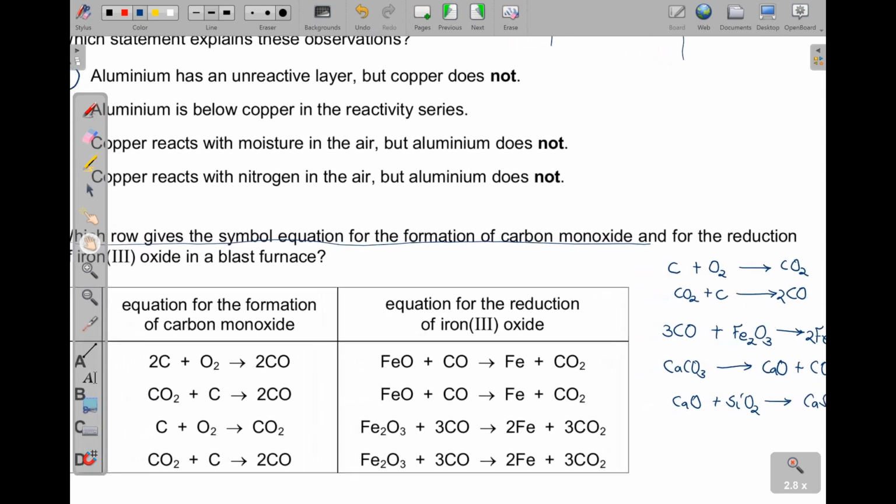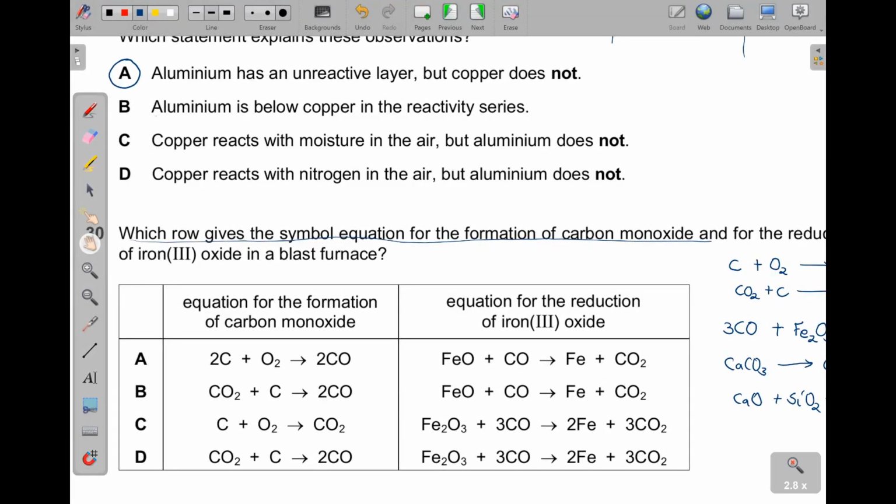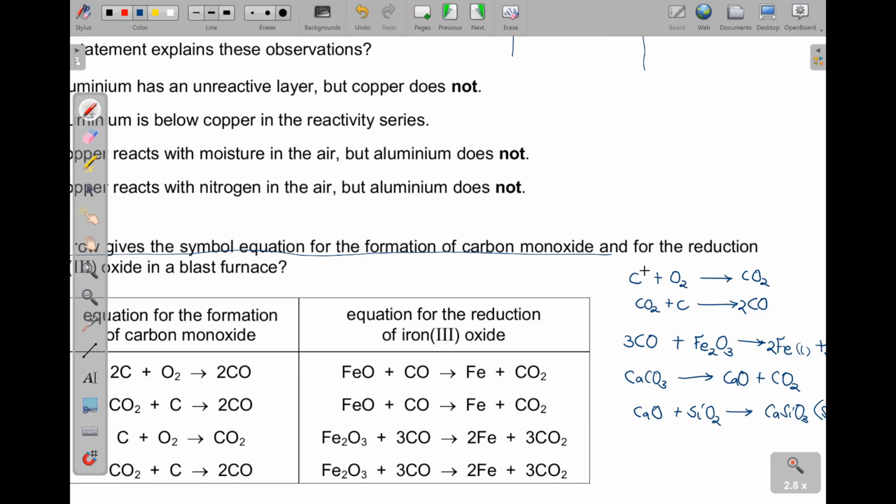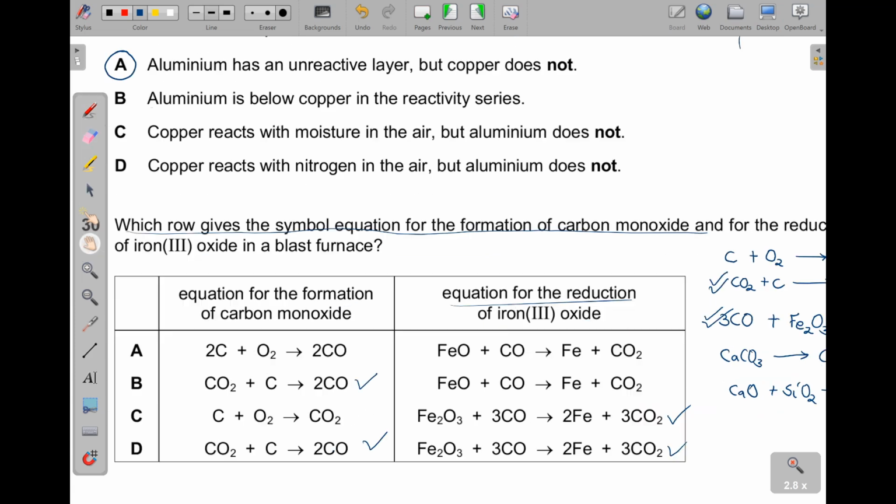Now let's look at what they're telling us here. The equation for the formation of carbon monoxide has to be carbon dioxide reacting with carbon, like I've shown you here. And then the equation for the reduction of iron(III) oxide is this one here. So let's check, where are we having them? I can see this and this, and then here there is this one and this one. So don't you think the answer is D? Yes, the answer has to be D here, because that is where I'm having the two ticks.